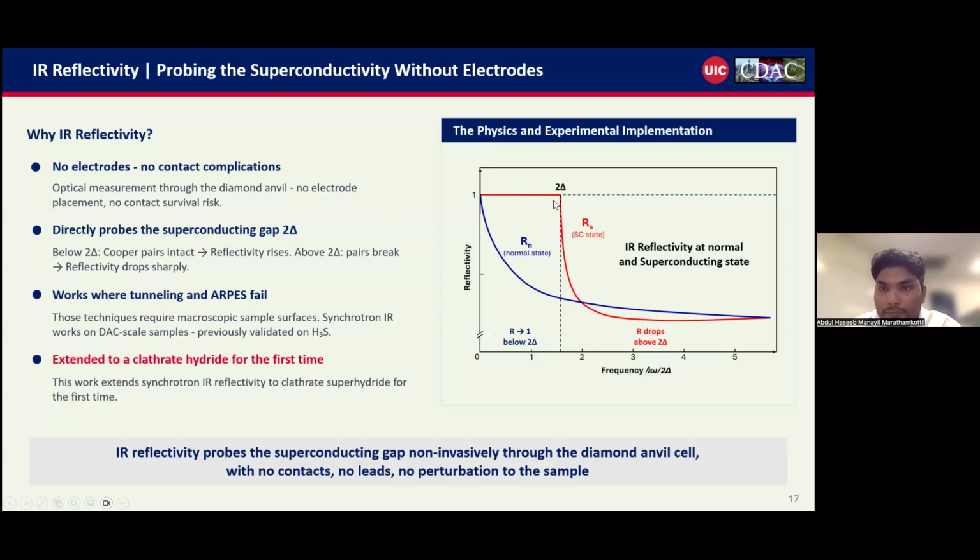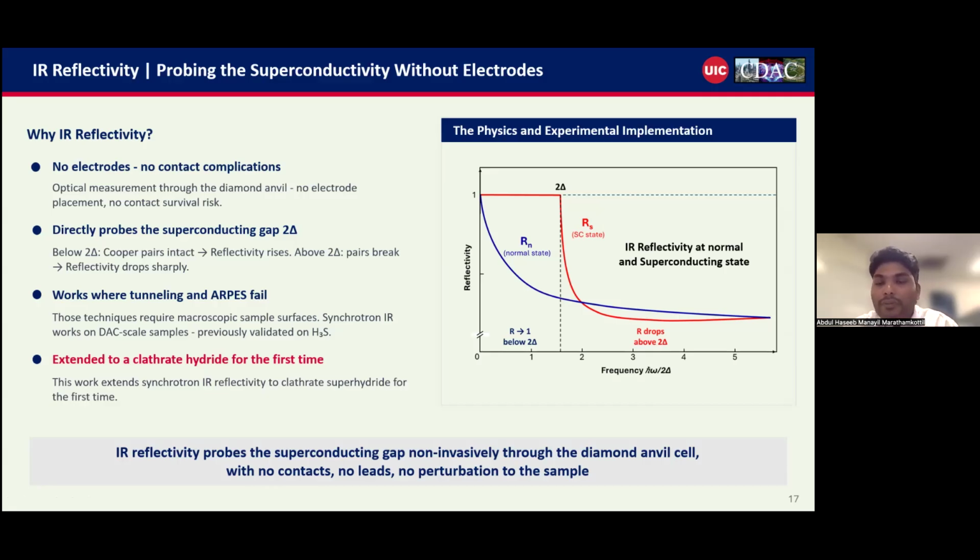So look at the red curve. In the superconducting state, reflectivity stays at unity up to the gap edge at 2 delta, then falls rapidly. The blue curve is the normal state, which has no such feature. It just declines gradually with no sharp edge anywhere. So when the sample goes superconducting on cooling, this is what we expect to see: reflectivity building up below the gap energy and dropping above it. The sharp crossover is a spectroscopic fingerprint we are hunting for, and it gives us a superconducting signature without a single electrical contact.